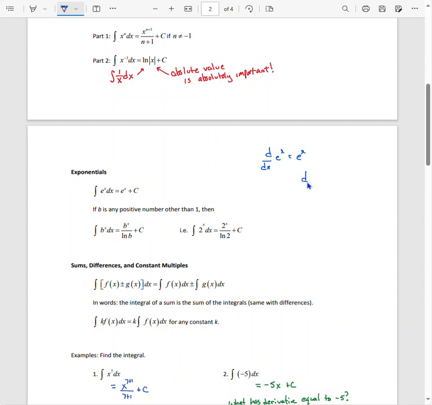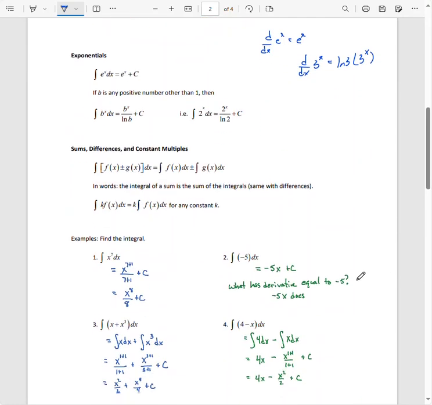Just like when we had the derivative of, say, 3 to the x, our derivative was the natural log of 3 times 3 to the x. When you take the derivative of an exponential with a different base, you have to multiply by the natural log of the base. Well, taking the antiderivative, we'll divide by the natural log of the base, undoing this operation.